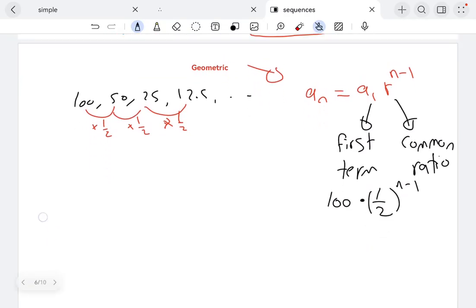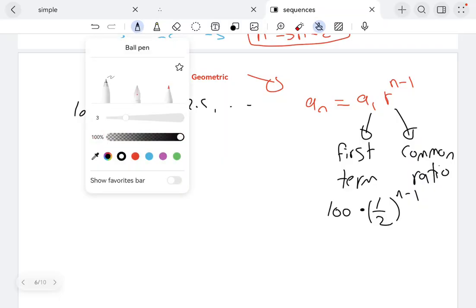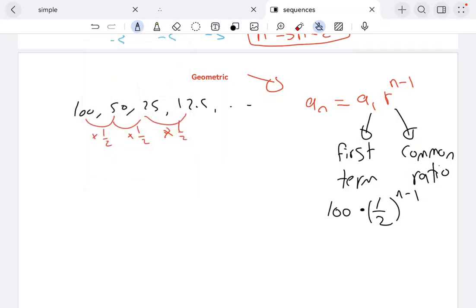You need another one? Okay, I can hear someone says another one. Give us another one, teacher. Okay. What about 8, 16, 32, 64. Boom. Yes.